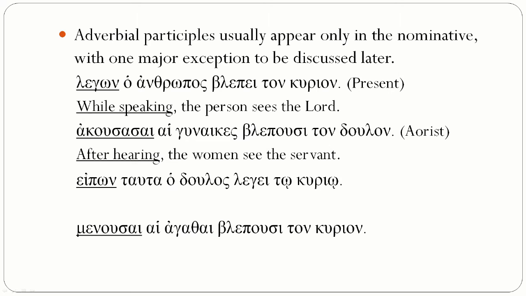But first of all, let's look at your main sentence there. Ho doulos lege to kurio. Ho doulos is the nominative, a nominative singular, the servant or the slave. What is the servant doing? Lege, the servant speaks. And then to kurio, this is a dative, so translate "to the Lord." The servant speaks to the Lord is your main sentence.